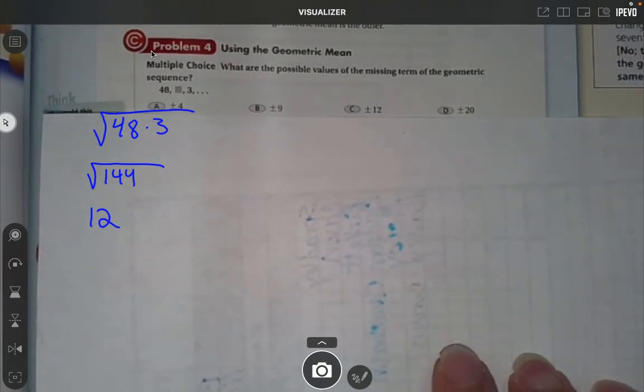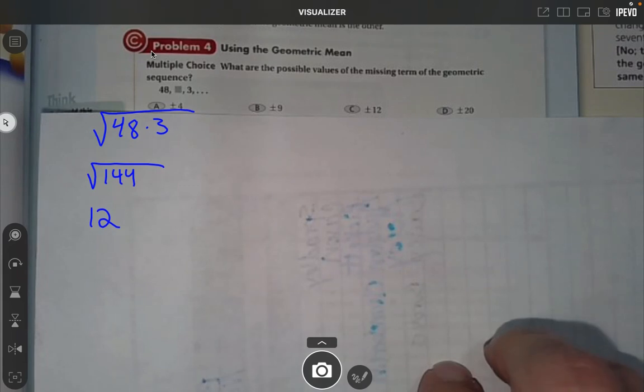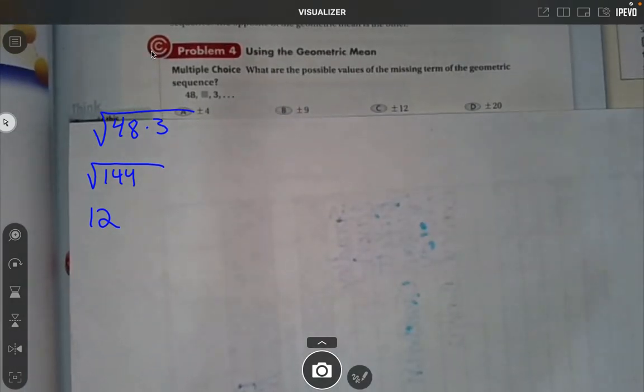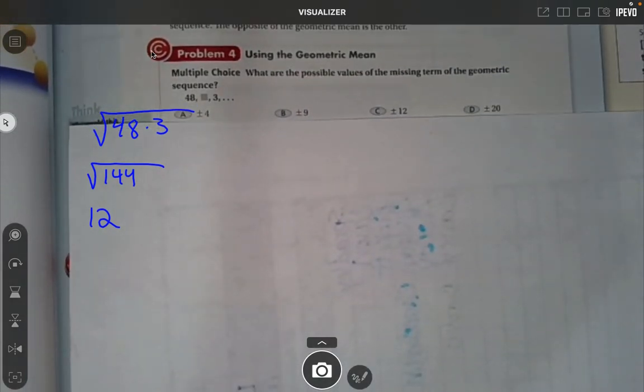So what's the other one though? Look at your multiple choice answers. It has plus or negative. Why does it have both options? Because for the square root of 144, you can multiply 12 times 12 or what? Negative 12 times negative 12. That's why it says there's two possible values.